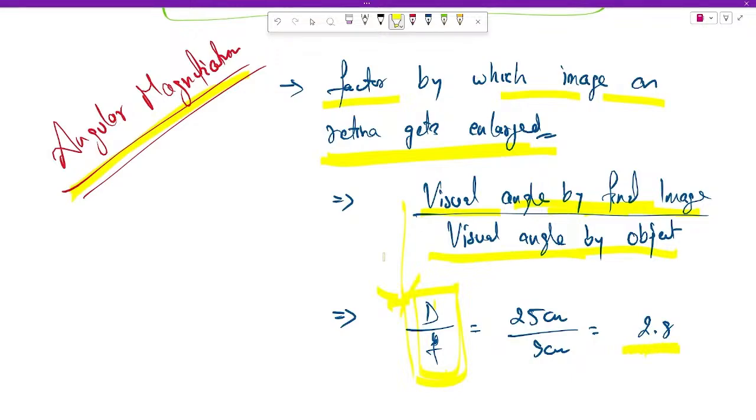Now there are cases when this magnification is going to be equal to the magnification produced by the lens, and in that case the image is formed at the least distance of distinct vision, that is equal to D. So in this case, the image is forming at minus 90 centimeter. That is why this value is different from the magnification of the lens. Angular magnification is different from the magnification of the lens. If the position of v, or the final image, is minus D, then we can say that angular magnification is equal to magnification of the lens.